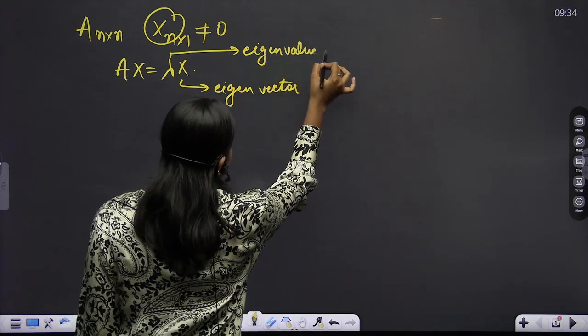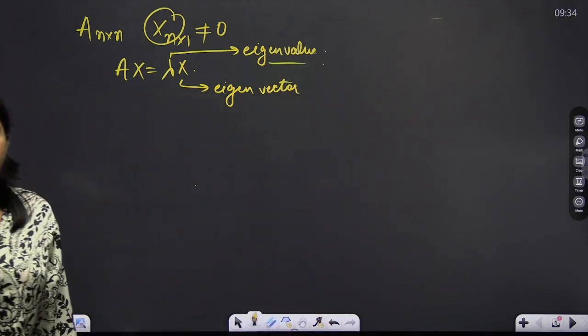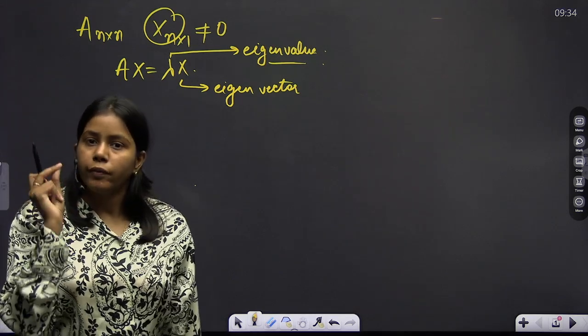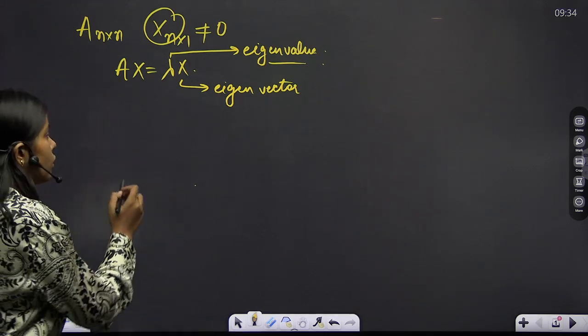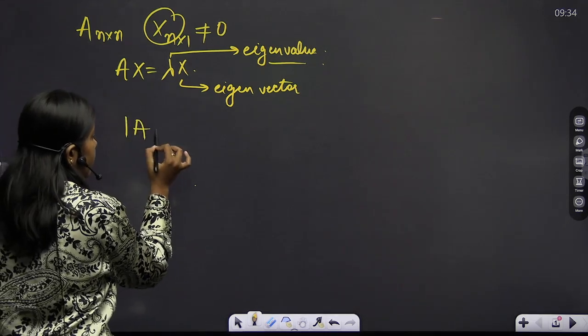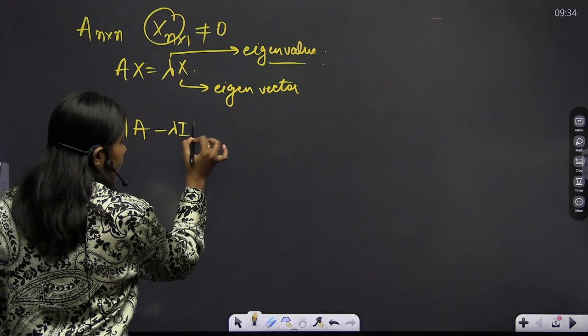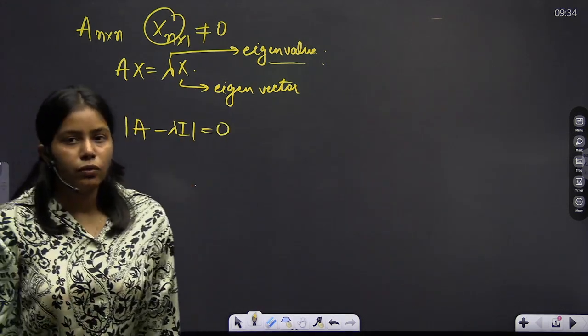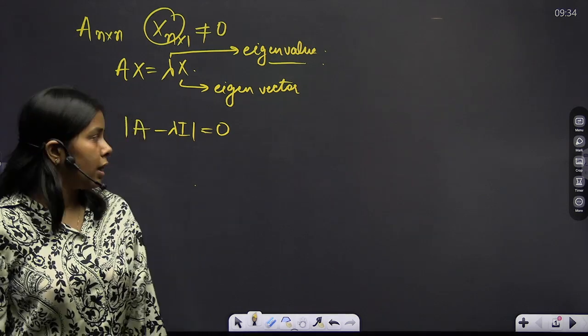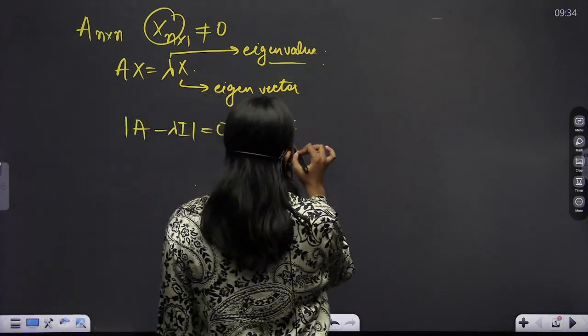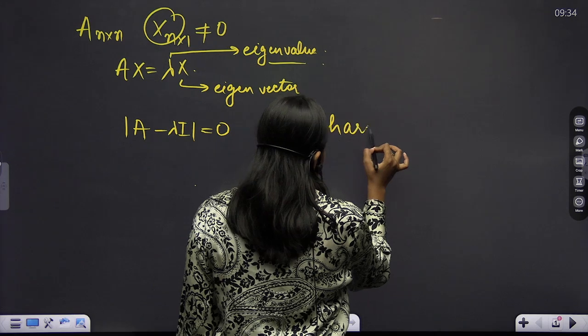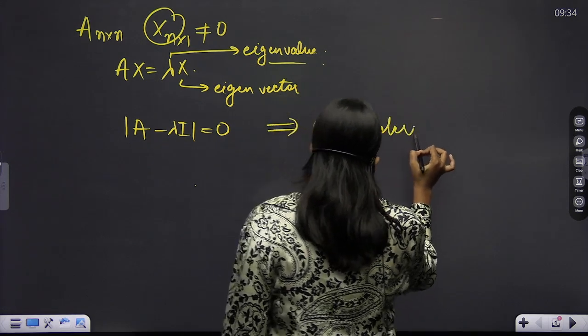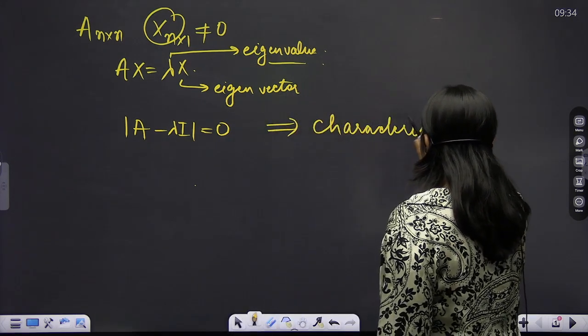To start solving for the eigenvalue, I have to solve the determinant of A minus lambda I. If I solve this determinant of A minus lambda I equals to 0, I will be able to find my characteristic equation. This is my characteristic equation.